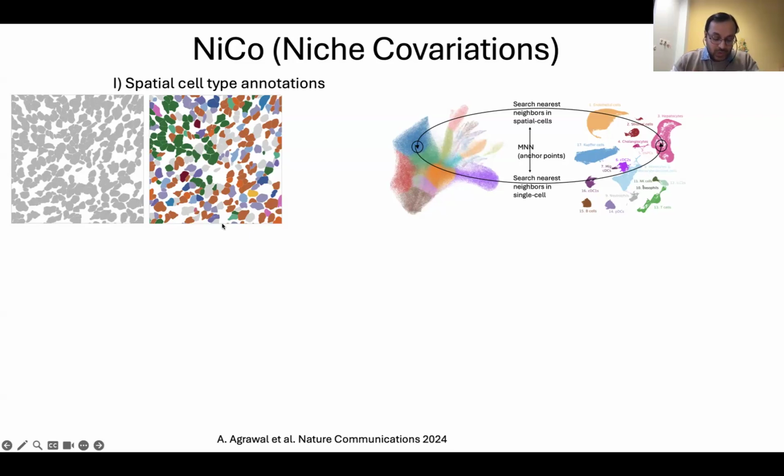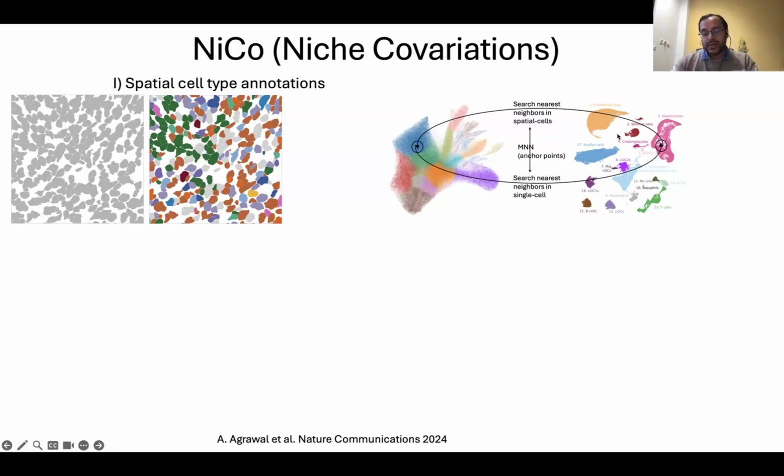In this tool, there are three modules. The first module does the cell type annotation. From the experiment, we have a tissue slide, and from the tissue slide, we have all the cells, and in each cell we have the gene expression, and from the gene expression we want to predict the identity of the cell. For this we use these two UMAPs. This UMAP is from the spatial modality, and this is from the single cell RNA-seq modality.